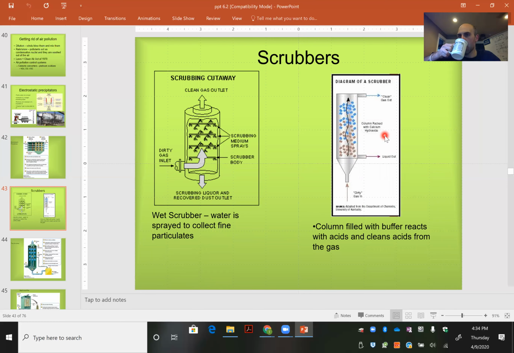Cheers to scrubbers. It's a red velvet coffee, not bad.